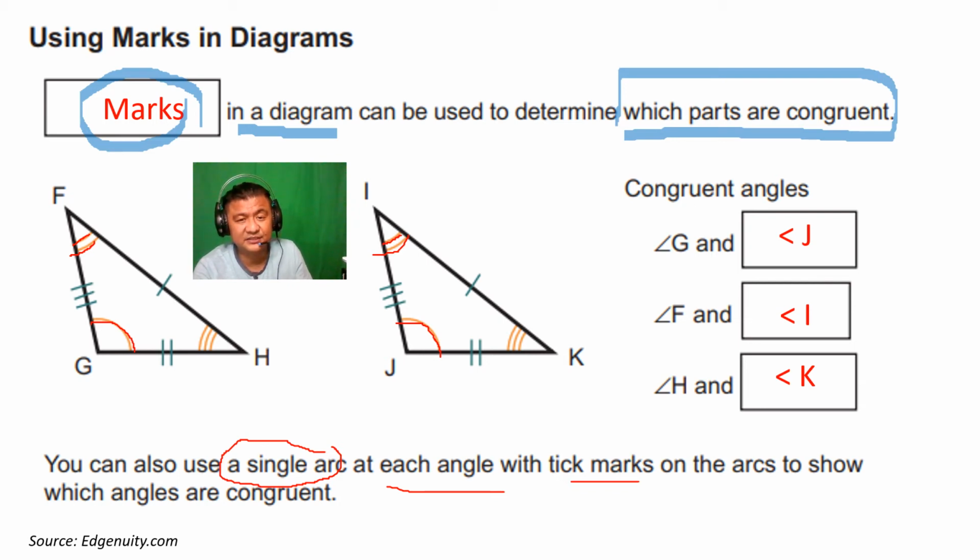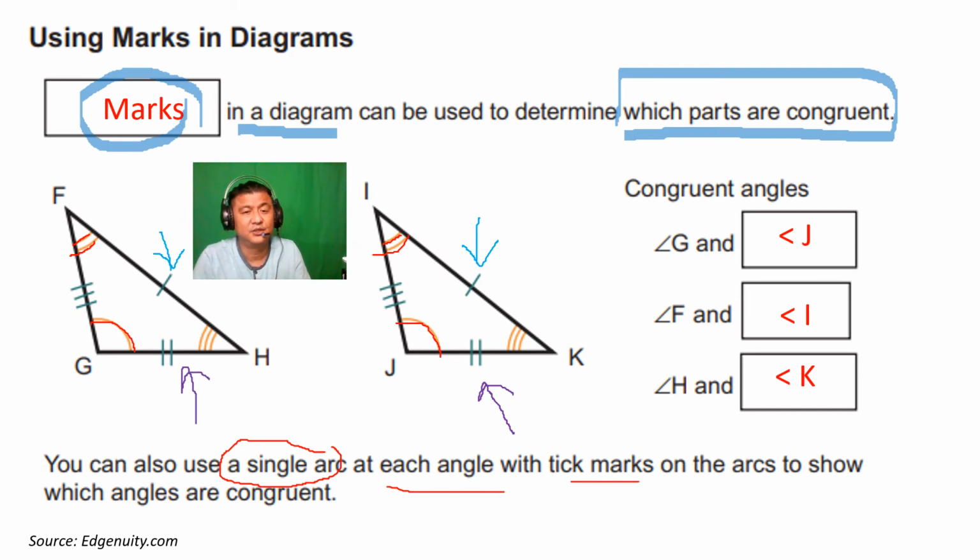A single tick mark here, a single tick mark there. See that? This one corresponds to the single tick mark there, meaning they are exactly the same length. Okay, what else? You could also use a double tick mark, not single but double, meaning it's different from the other one, and it matches this double tick mark.